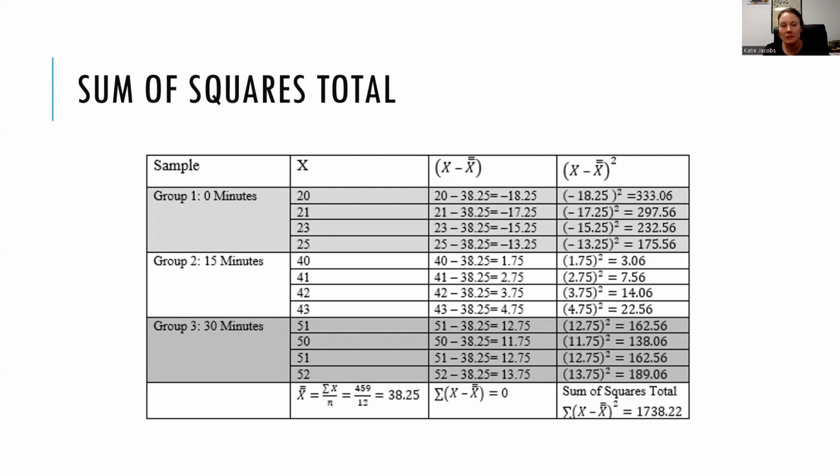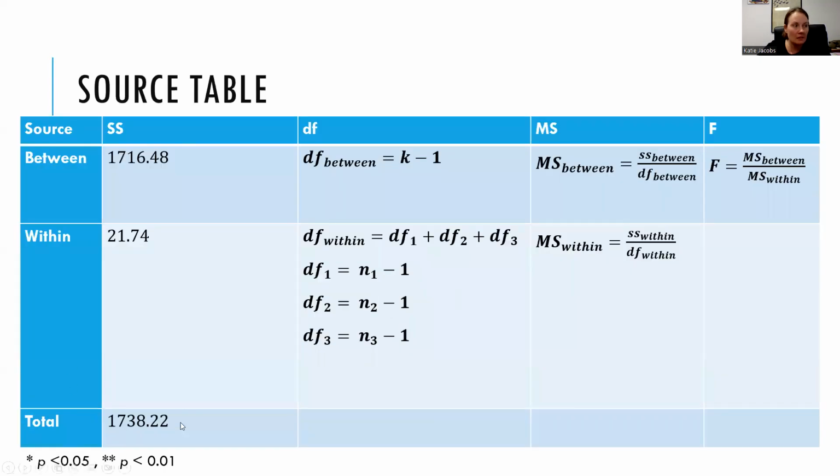Although we don't necessarily need to use sum of squares total to calculate our F statistic, it does go into our source table. And it is also something that we use later on when we're doing some follow-up analyses. All right, so we see our sum of squares total was 1,738.22. So we would go ahead and put that into our source table. And then we'll move on to calculating our degrees of freedom.